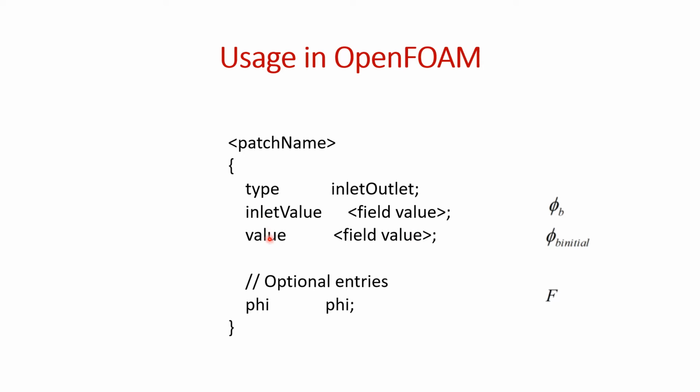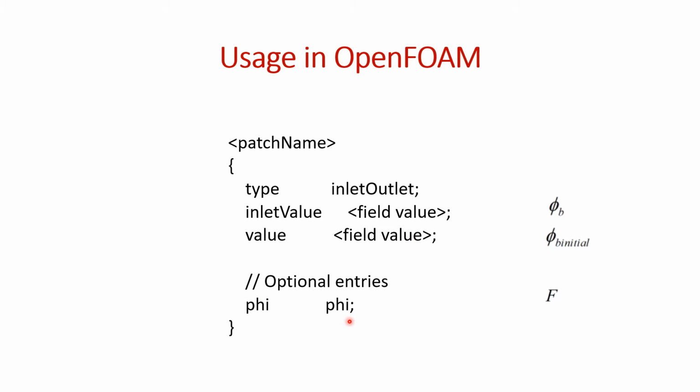What is the difference between inletValue and value? The value is the initial value at the boundary. At the zero time step you can set some value, and after that it will change according to whether it is influx or outflux. But this initial value you can specify in the simulation run. And one optional entry is phi.